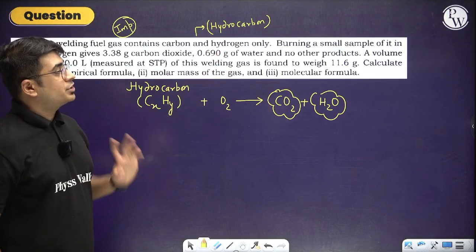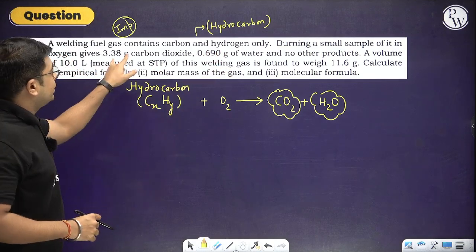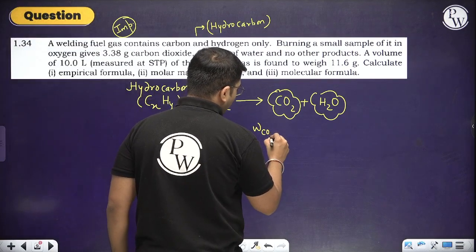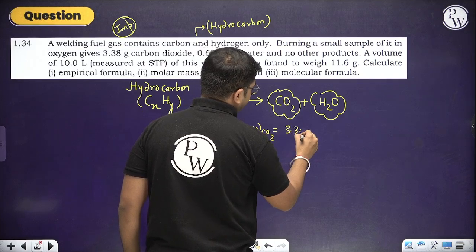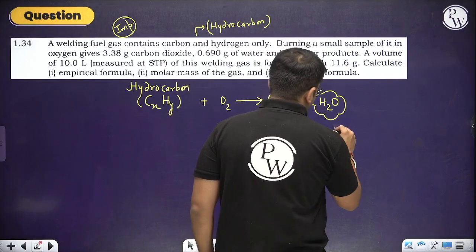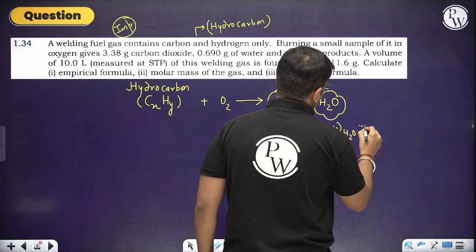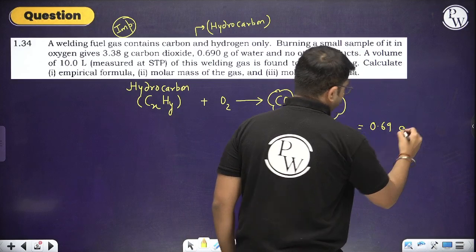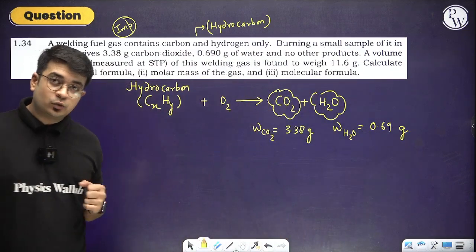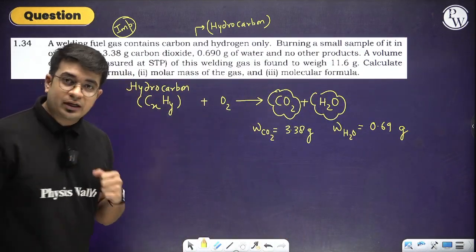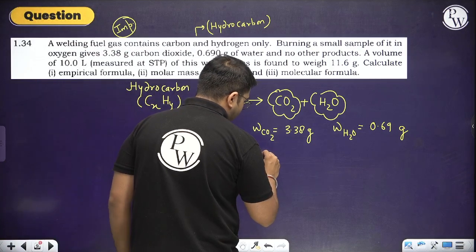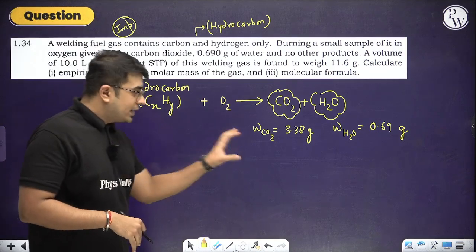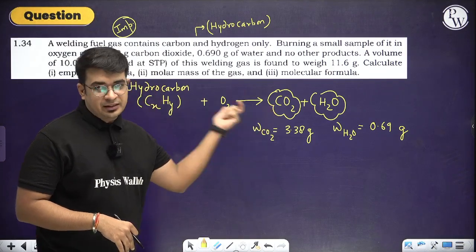Okay, now the information about this entire part is given, that 3.38 gram of carbon dioxide is present, so we can say W of CO2 is given to us, which is 3.38 grams. W of H2O is also given, which is 0.69 grams. Okay, so this information is already given to us. Now from that particular part, can we calculate its mole? Yes, very easily.